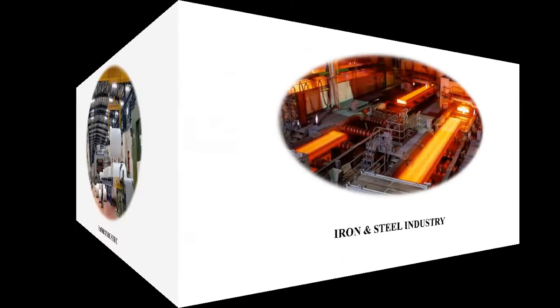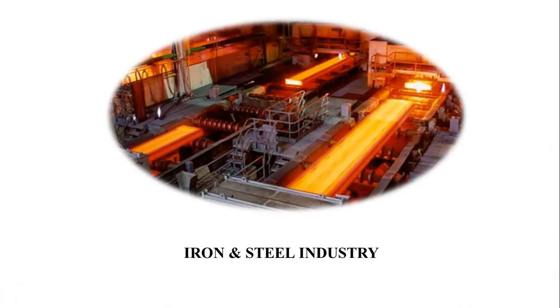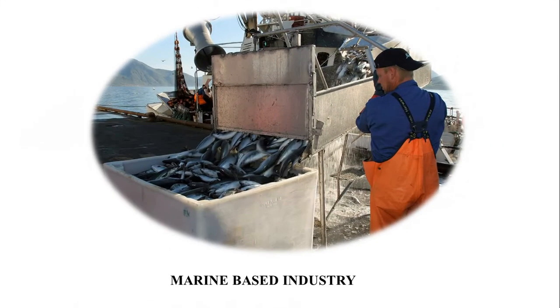Next comes mineral-based industries. Industries which use raw materials obtained from minerals and rocks are known as mineral-based industries. For example, the manufacture of iron and steel items, utensils, aluminium doors, cement, machinery, etc. are mineral-based industries. Next comes marine-based industries. Industries which utilize articles from seas and oceans as their raw materials are called marine-based industries. For example, manufacturing fish oil and processing seafood are marine-based industries.